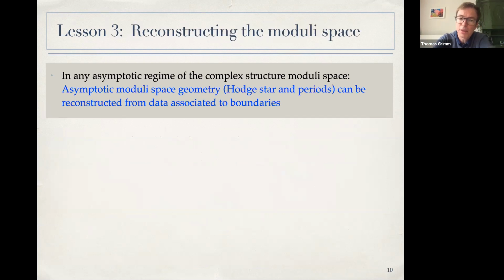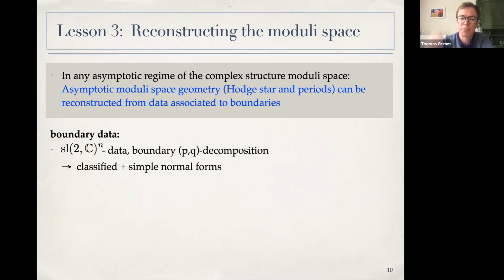Now, more recently, we understood that this technique is even more powerful, namely that in the asymptotic regimes, you can even reconstruct not only the leading Hodge star, but also the subleading corrections to the Hodge star, and also the periods themselves. And this can be done solely from the boundary data. So you specify some data at the boundary, and then you can use this to reconstruct the periods into the bulk.